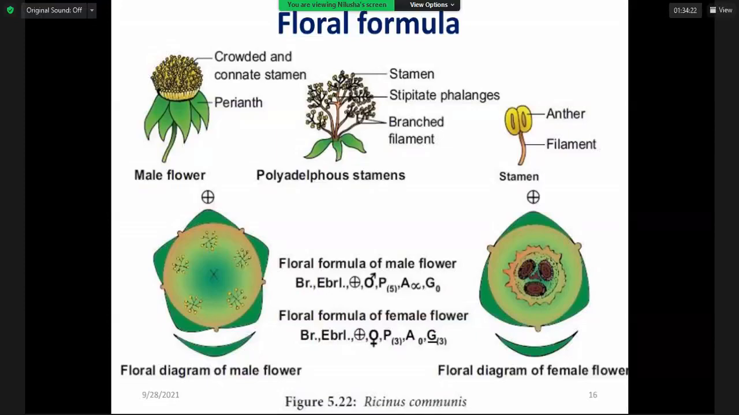I already told you the male flower has many branched filaments, so we write capital A and this symbol for the numerous androecium. Next is the gynoecium, but in the case of the male flower, there are no gynoecium parts, so we write 0. Is it okay?